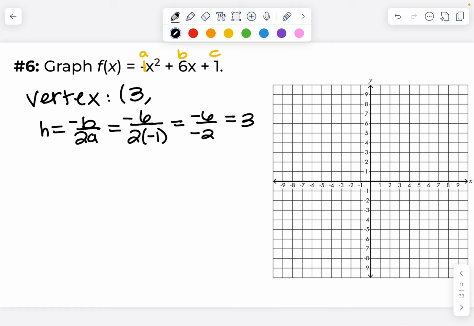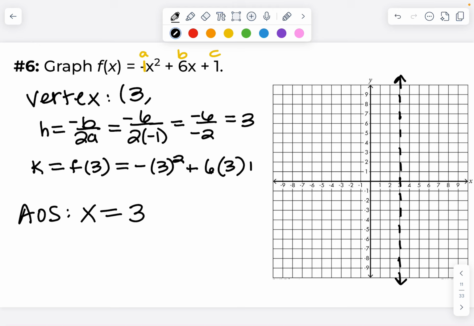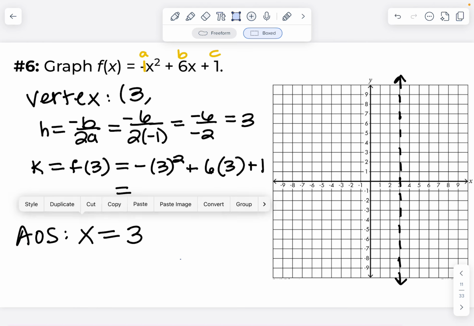So honestly, from there, I can find the axis of symmetry. X = 3. So I could go ahead and draw that axis of symmetry in if I wanted to. Okay. Now I can find the y value. Okay. So the way I'm going to find the y value is I'm going to plug 3 into my function. So negative, and instead of x, I'm putting 3. Okay. Plus 6 times 3 plus 1, okay, and I'm going to simplify that. Let me move this axis of symmetry down.